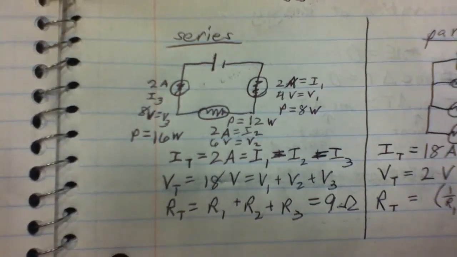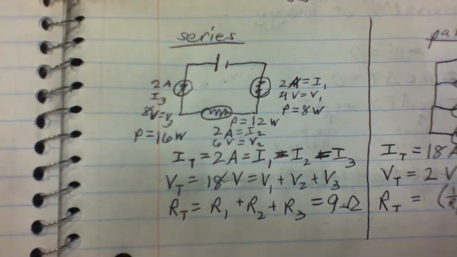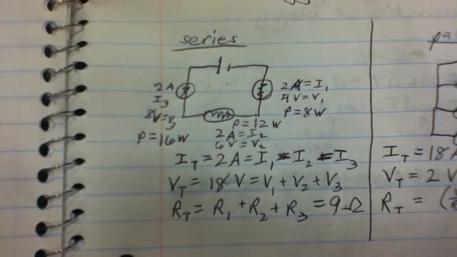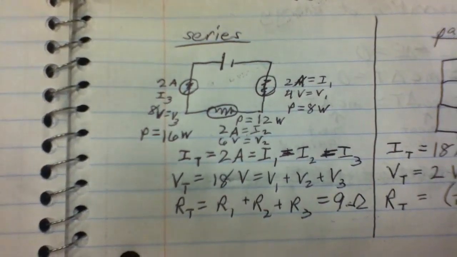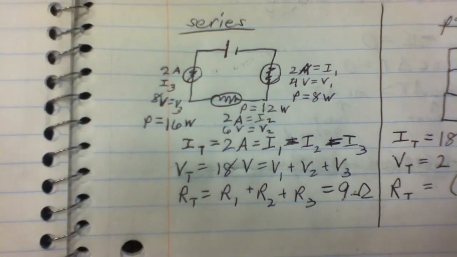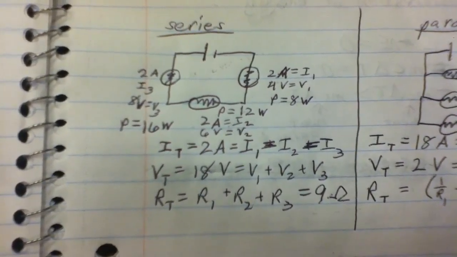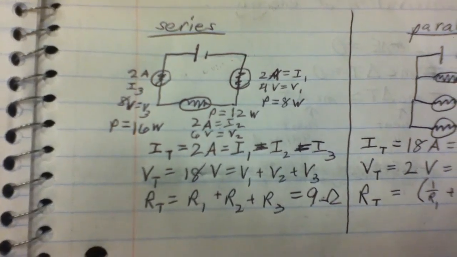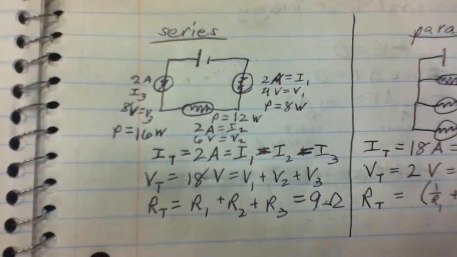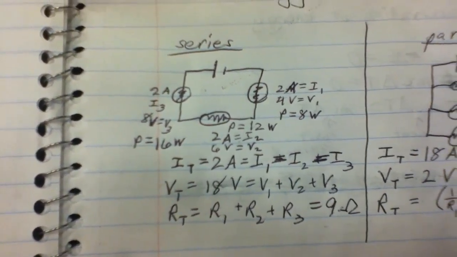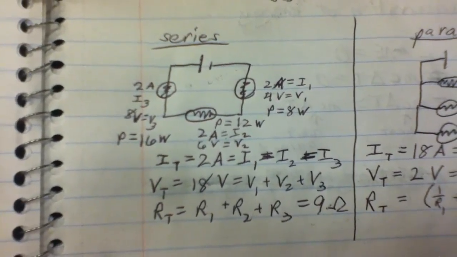And for voltage, since there are multiple resistors, the voltage is distributed between them, so you have to add the individual voltages to get the total voltage. Right, and since the individual voltages are 4, 6, and 8 in our example, you would add them up to get 18 for the total voltage in our example circuit.